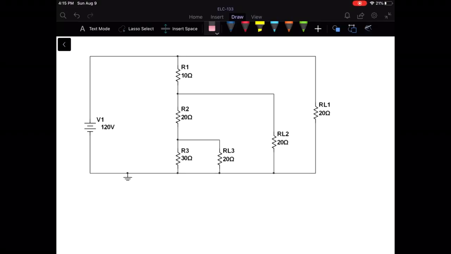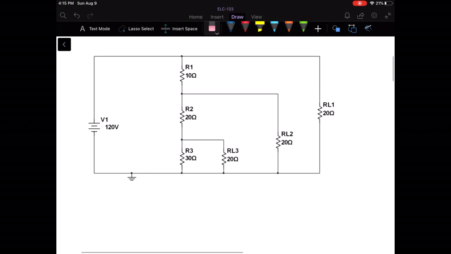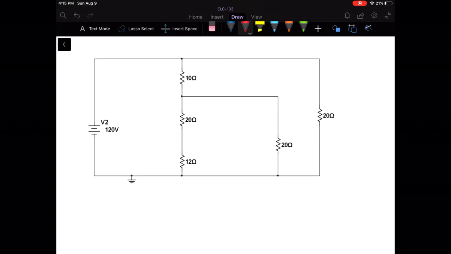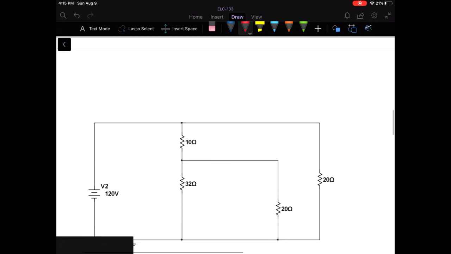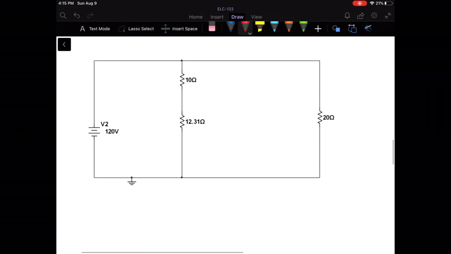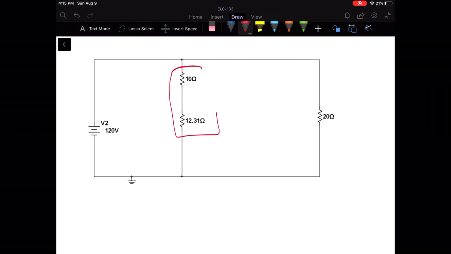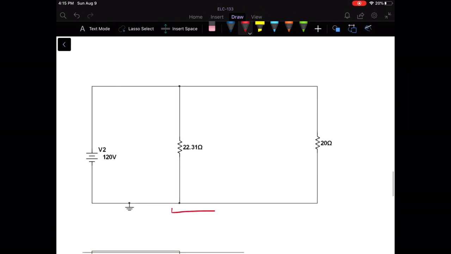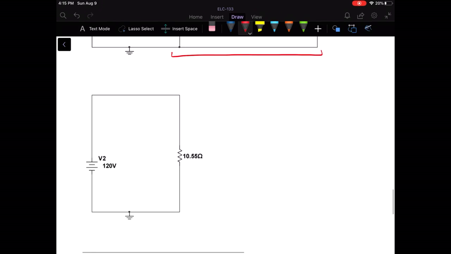So in our loaded voltage divider circuit, let's treat this as we would any other series parallel circuit and use reduce and return. And we're going to combine the R3 and the load resistor in parallel. That gives us a 12 ohm resistor. We're going to combine that with our 20 ohm resistor in series. Then combine the 32 and the 20. The 10 and the 12.3. And then in our last step, we'll combine our 2 parallel resistors, and this is where we end up.